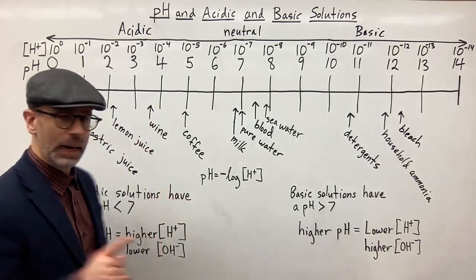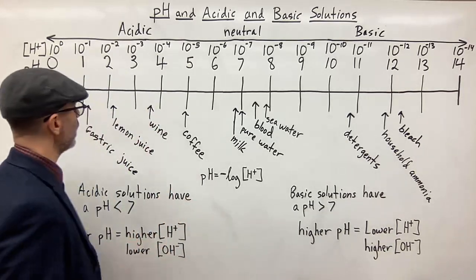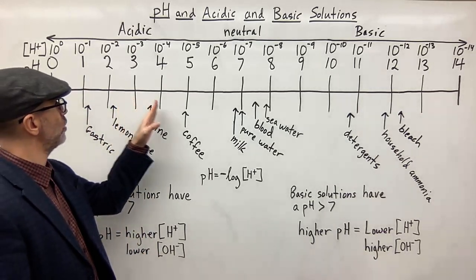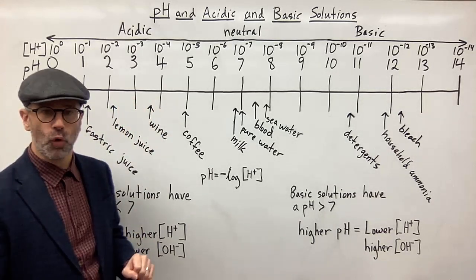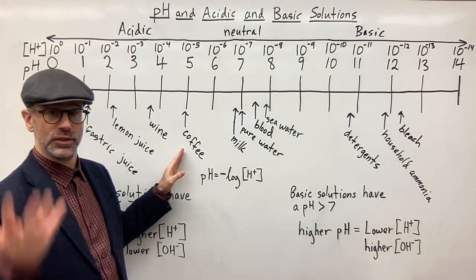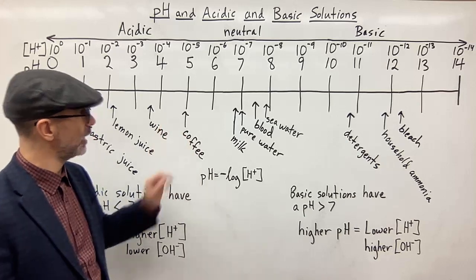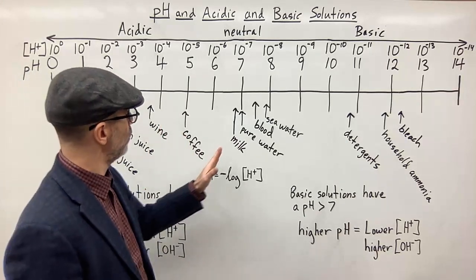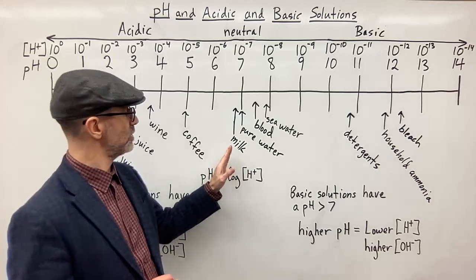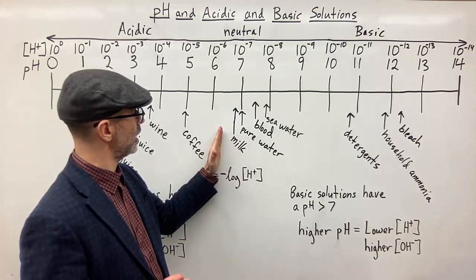Okay, so that's the end of my public service announcement. Okay, wine. So wine has a pH between 3 and 4, maybe closer to 4. Coffee has a pH of about 5. So coffee drinkers, it's acidic. Coffee is acidic. And then we got milk. Milk is going to be slightly acidic. So slightly acidic on this side here.